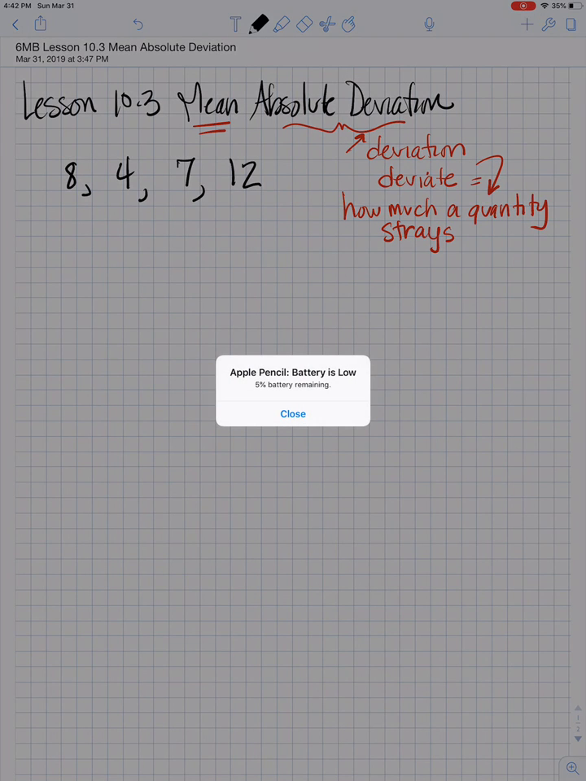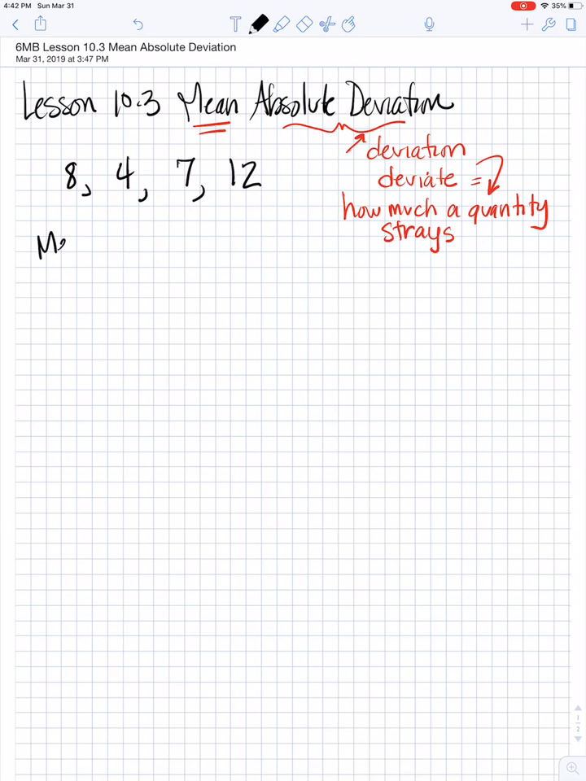To figure out the mean absolute deviation, the first thing we need to figure out is what the mean is. So the mean, again, is you just have to add up the terms. So 8 plus 4 plus 7 plus 12, right? So we just have to add up our terms. So that's 12. 12 plus 7 is 19, and 19 plus 12 is really 20 plus 11. So that is 31. And 31 divided by 4, because that's how many there are, this ends up equaling 7.75. That's our mean.